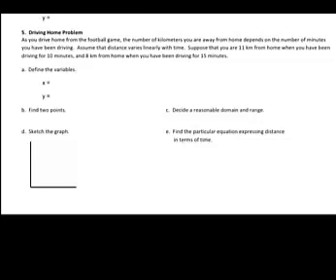So the first thing we're going to do is define the variables. In the first sentence it says the number of kilometers that you are away from home depends on the number of minutes you've been driving. So the independent variable is the time that you've been driving.